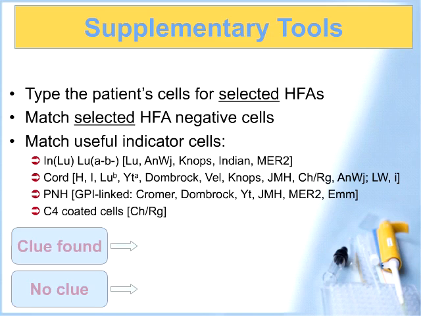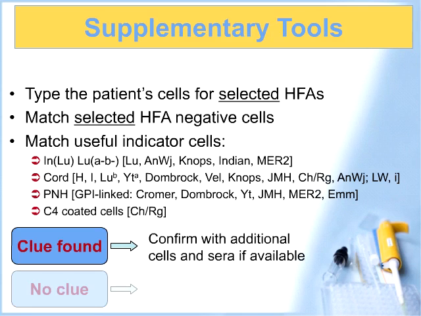So if you have a clue from those tests, you then need to go on and confirm with additional cells and serum if it's available. If you were to find that patient cells were negative for a high-frequency antigen, you'd need to confirm that using controls, and then you could match the cells that are negative for the high-frequency antigen. And this is to then go on and perform exclusions of any underlying alloantibodies.